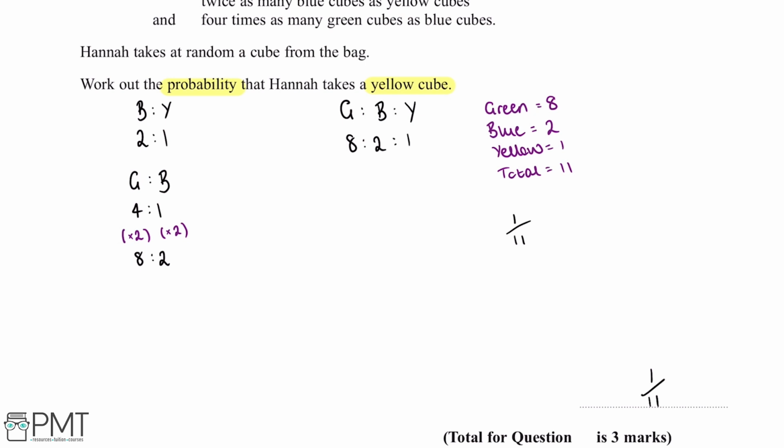Now this question's worth 3 marks. We'll get our first mark for forming these 2 ratios at the start, our second mark for combining these 2 ratios, and our third mark for the correct answer.